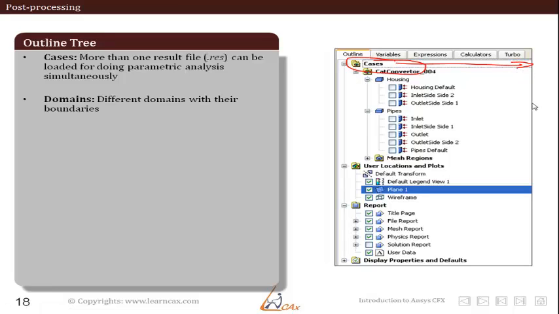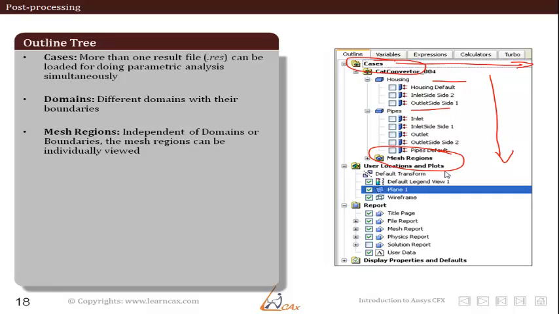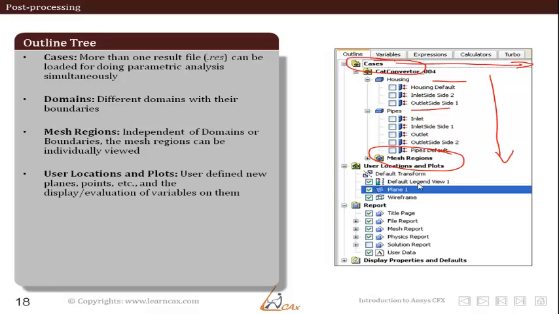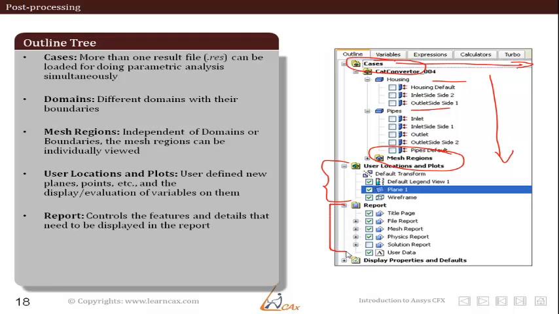After that there is domain, where we see different domains with their boundaries. So these are the different domains that we are seeing here. Then we have the mesh regions, which is over here. Independent of domain or boundaries, the mesh regions can be viewed separately. After that we have the user locations or plots, which is over here. This is for creating isoplanes, points, lines on which we can visualize results. These are extremely important.